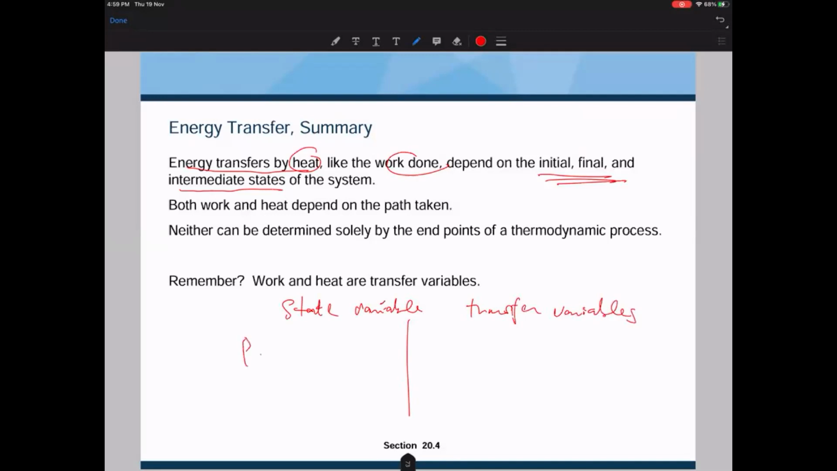State variables P, V, T, as well as the internal energy, are determined by the initial and the final states only. Transfer variables, which are heat and work done, are process dependent. Even with the same initial and final states, you could have different Q and W. That is very important to know. Okay.